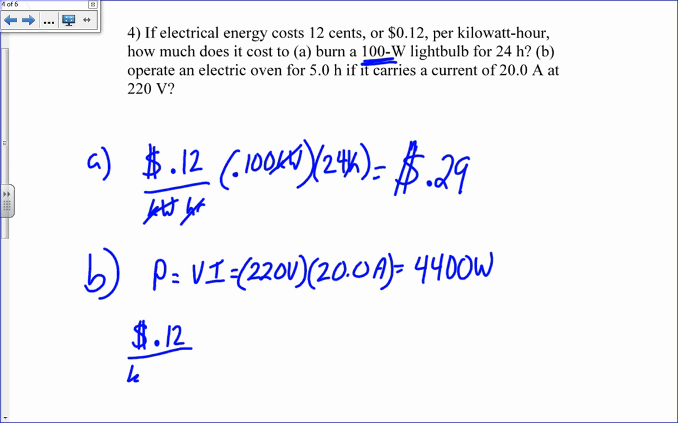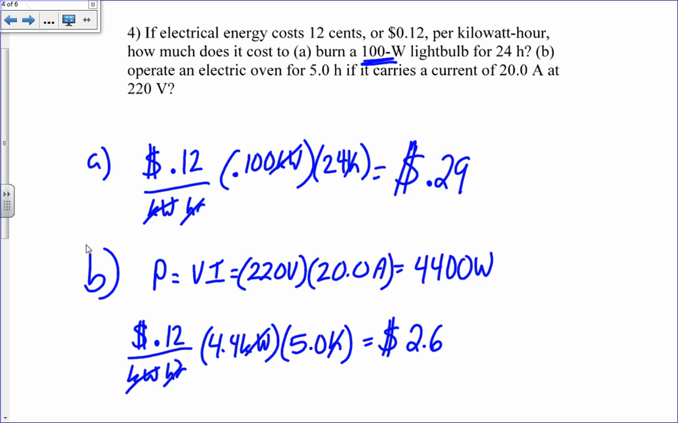So they do the same thing I did before. 0.12 per kilowatt hour. This is 4.4 kilowatts. It's your oven. It cancels out. If you want to run it for 5 hours, say you're doing a clean cycle or something on your oven, the hours cancel out. And that gives you $2.64. Right? That's a soda and a pack of peanuts.